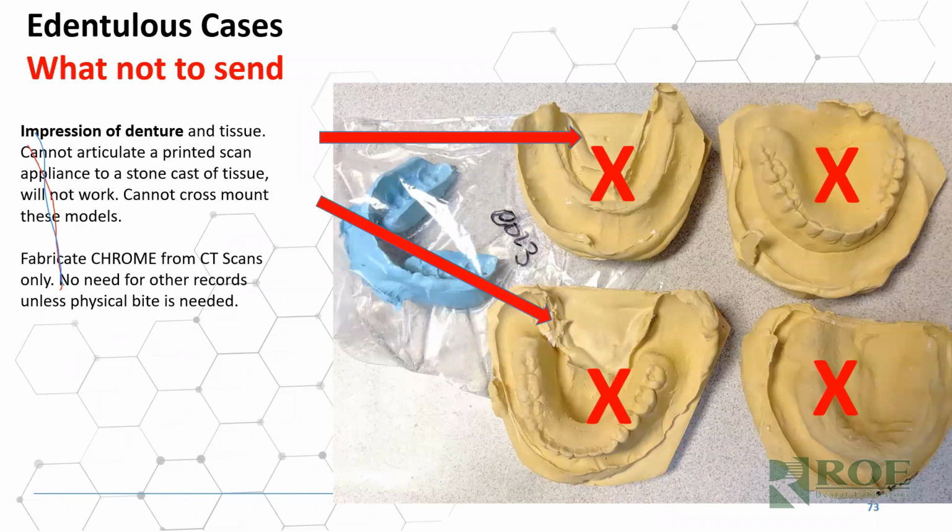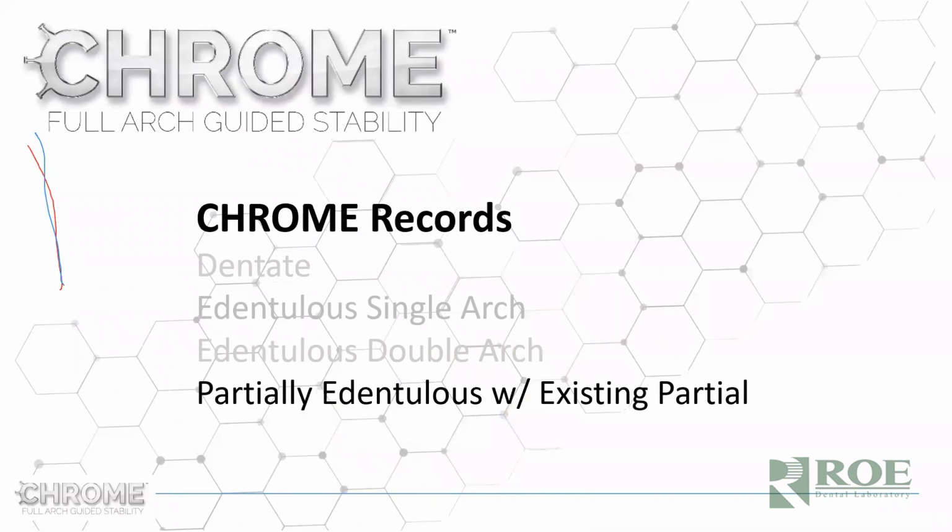Again, we don't need these models. We do not need impressions of the edentulous arch, because when we print the denture, we're going to print it as a pin guide. We're not going to print it to do any kind of articulating. And even if we could, we could not make the denture fit onto a tissue model. It just doesn't work. So save your stone, save your impression material.